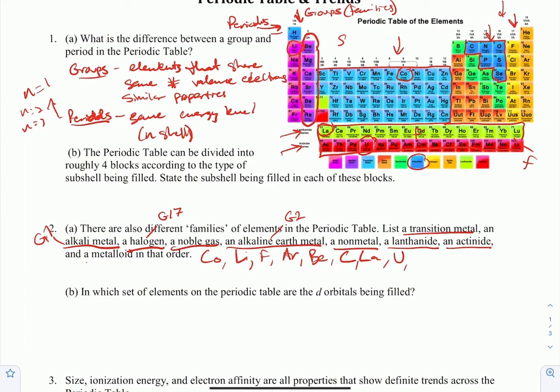All right, and then lastly we have what's called a metalloid. Metalloids are also known as semimetals. Okay, so metalloids are the same as semimetals. They kind of act as both a metal and a nonmetal, depending on the certain cases.